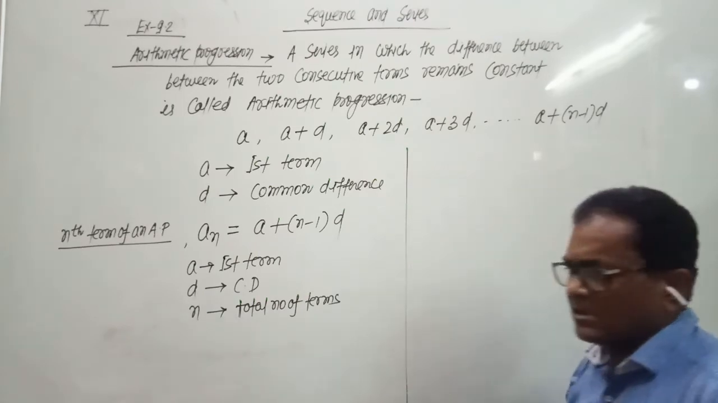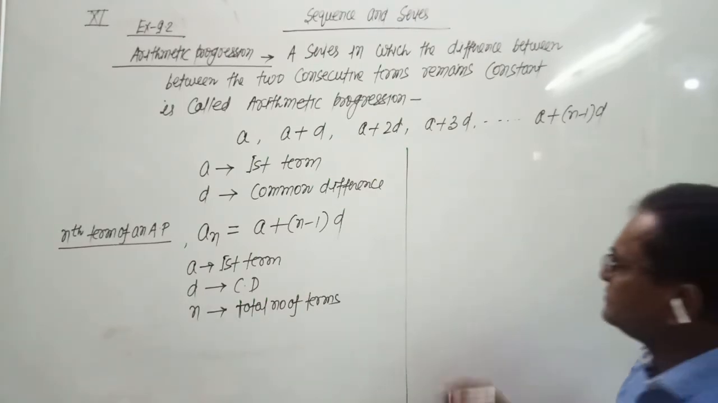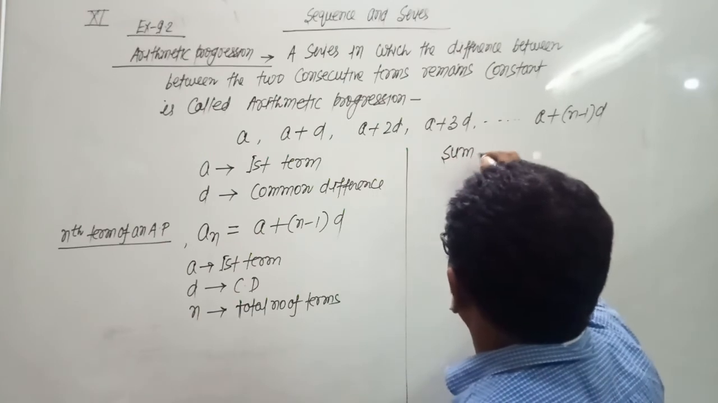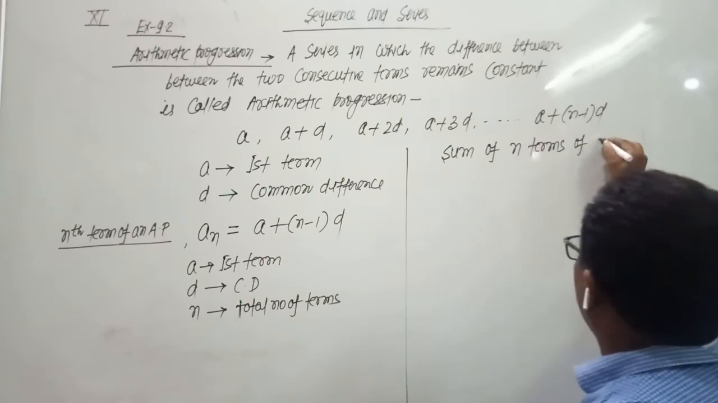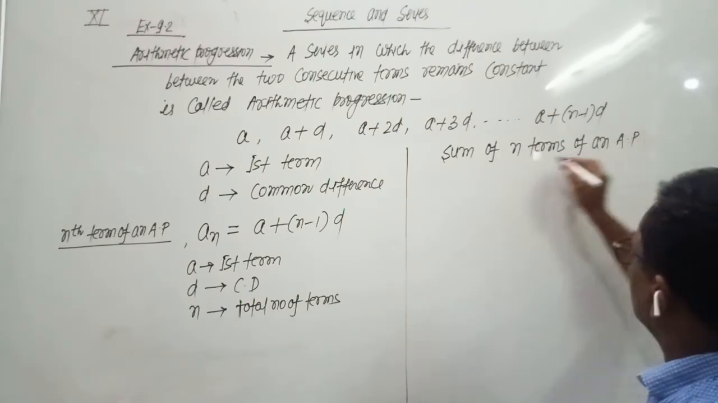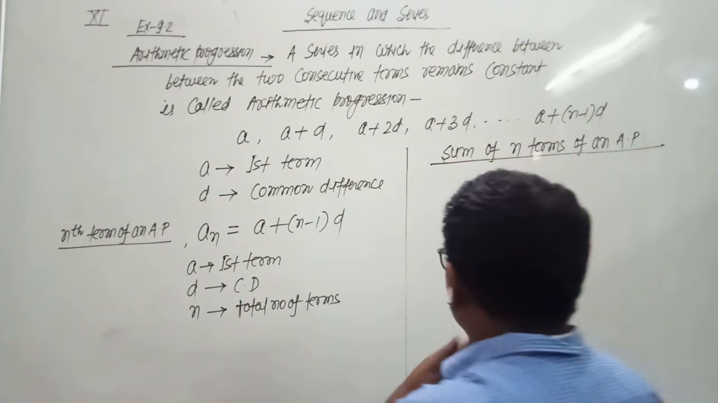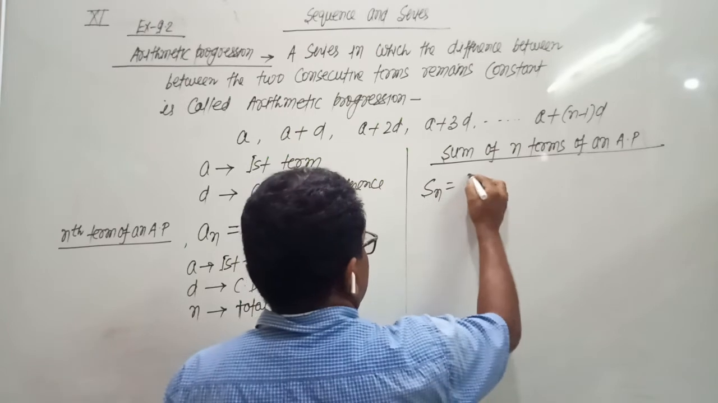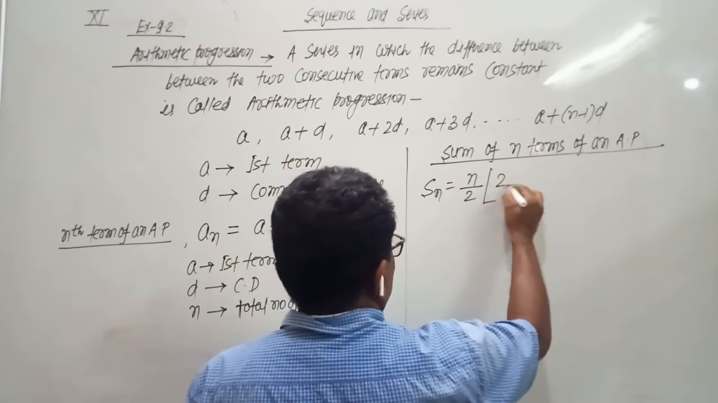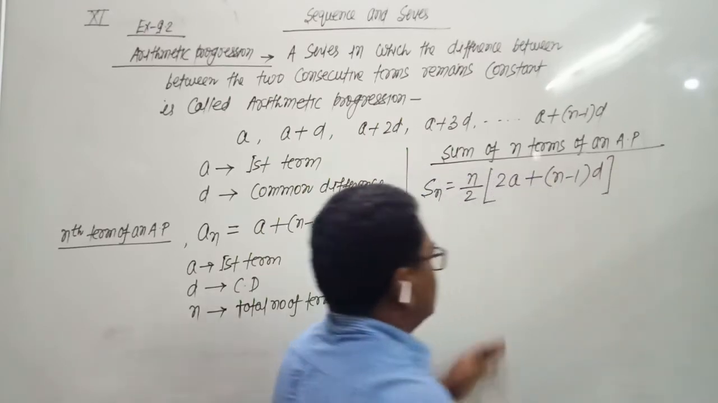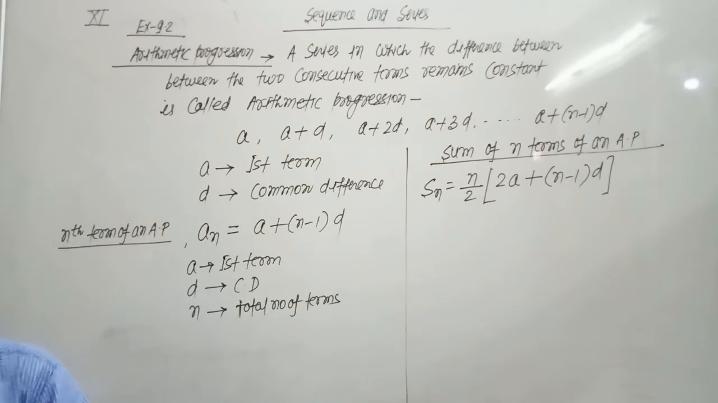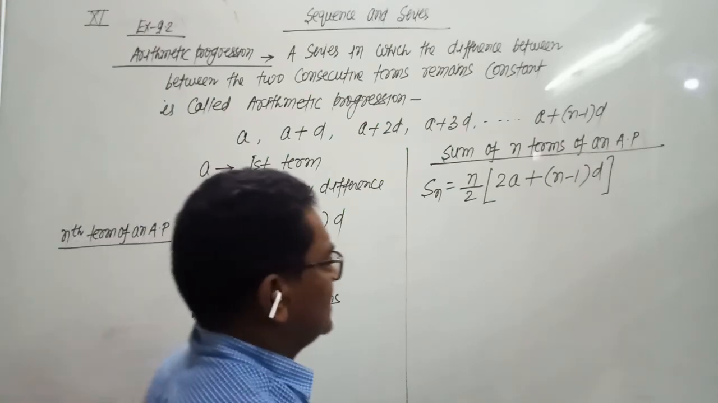Now we talk about the sum of n terms of an AP. The formula for this: the sum is represented by Sn. Sn equals n by 2 into 2A plus n minus 1 into D. This is the formula for finding the sum of n terms of an AP. Sn equals n by 2 bracket 2A plus n minus 1 D.